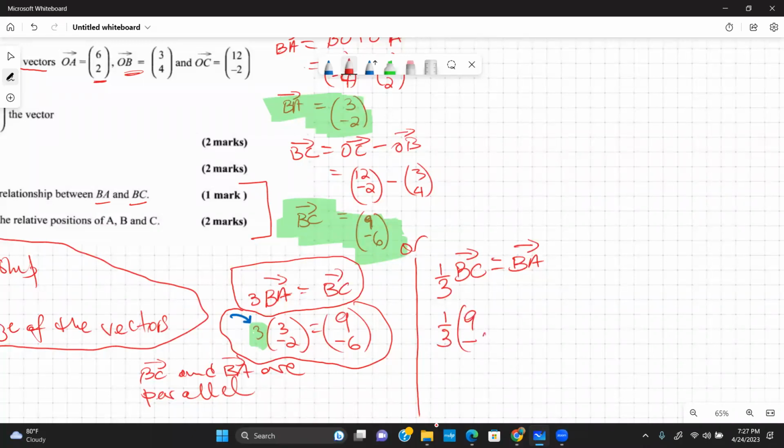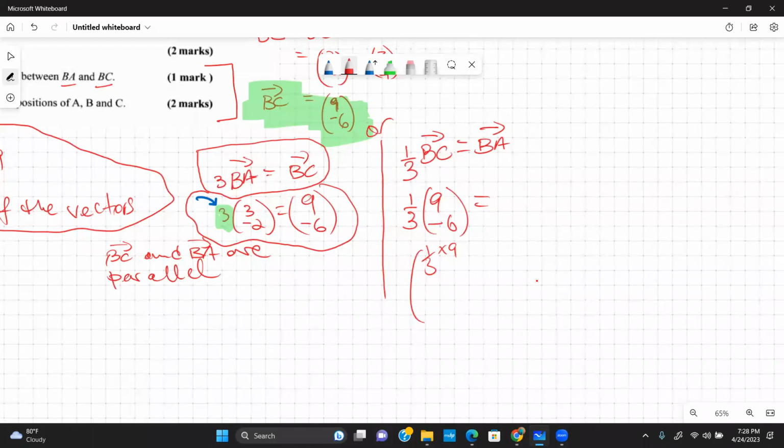Look. Remember you did matrices, you know. So 1/3, meaning 1/3 times 9. Let me push this up so you could see what we're talking about at the top. Underneath, 1/3 times -6. Look what you get. 3, -2. So you see, you manipulated BC and it turned into BA. This is telling you that they are parallel. Same conclusion. They are parallel. BA and BC are parallel vectors.